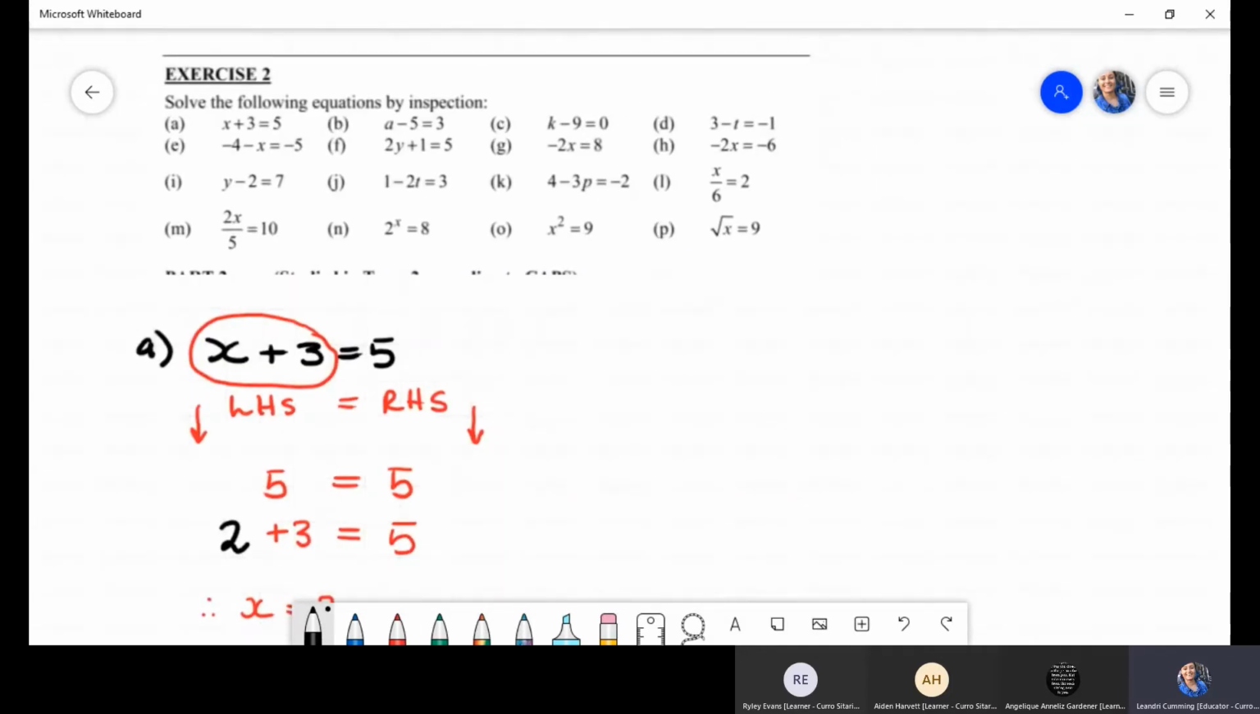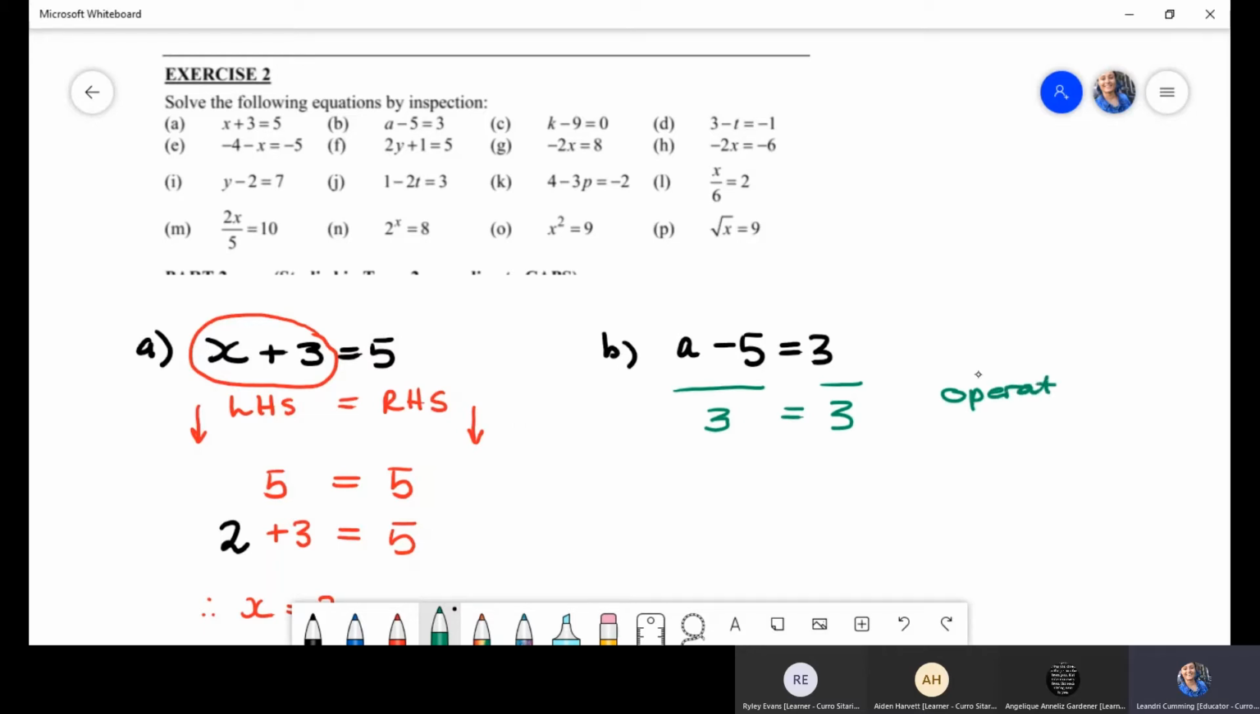So we can quickly fly through these. Number B, let's look at number B. Number B says a minus 5 is equal to 3. So I have something, subtract 5 and I only have 3 left. Another way of looking at this is not to just view my left-hand side equal to my right-hand side, which we should always do, but to implement the opposite operation.